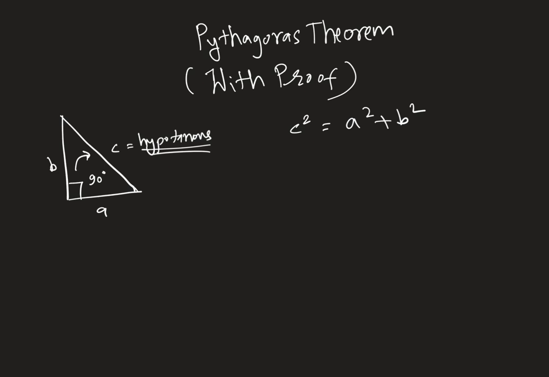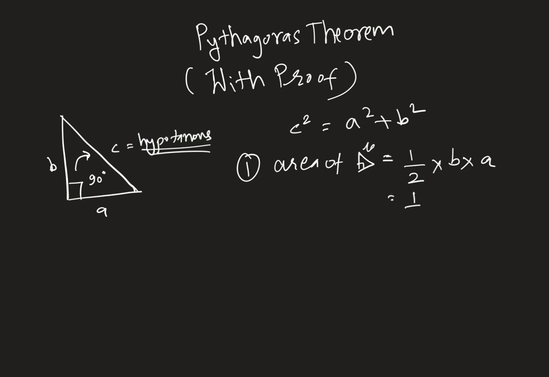That is, the square of the hypotenuse is equal to the sum of the squares of the other two sides. Okay. So now to prove this theorem, we need two prerequisites. First is the area of the right angle triangle. The area of the right angle triangle is given by half of base into height.